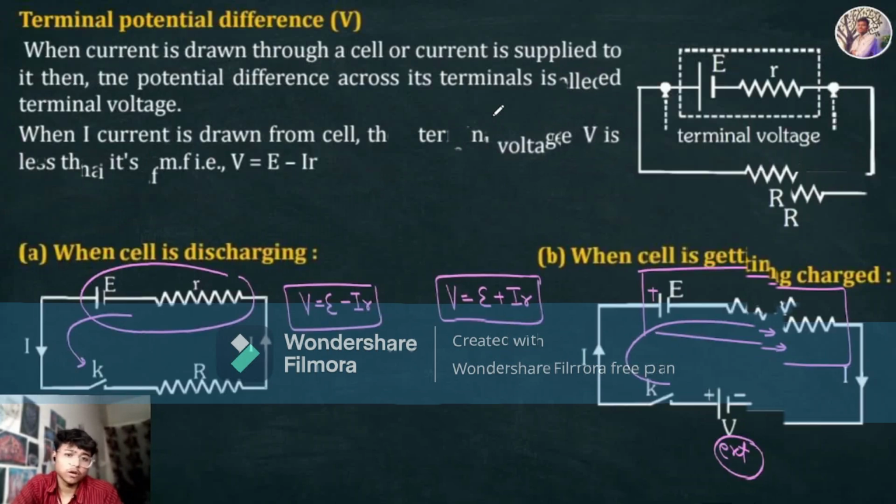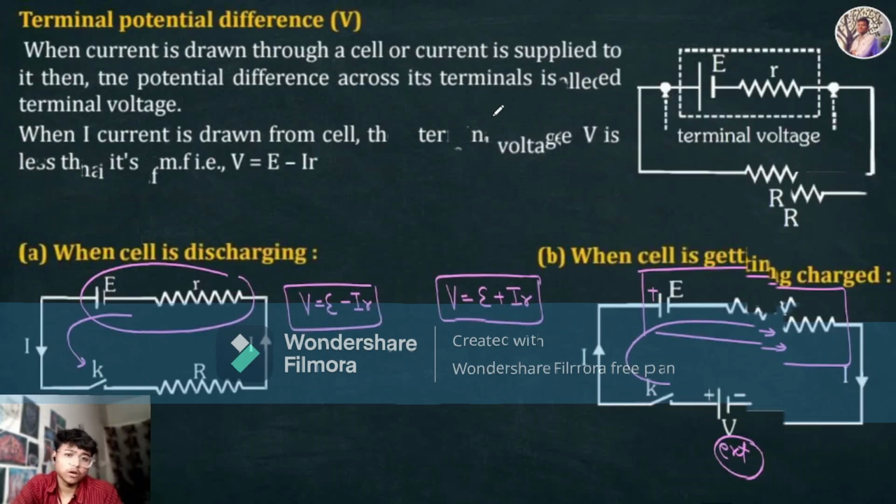And in the parallel combination, P will be equal to P1 plus P2. So the brightness is directly proportional to power, directly proportional to 1 by R. What will the power consumed be? If it is more, then the glow will also be more.